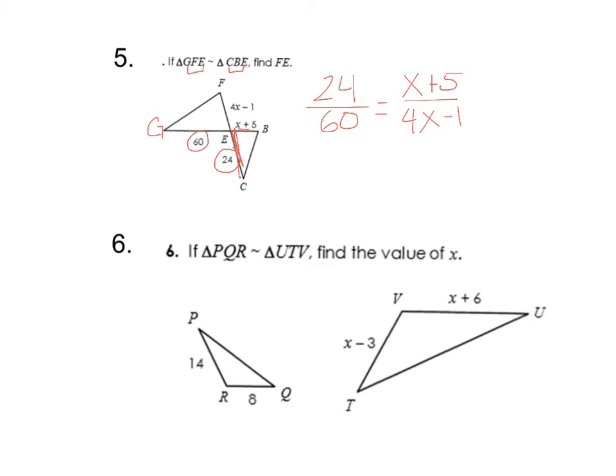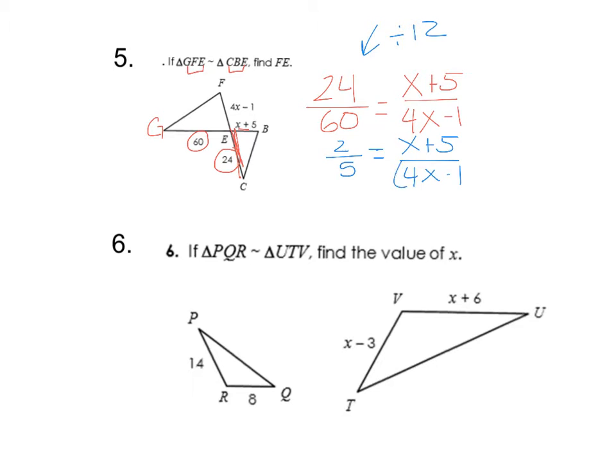Now remember, if you want, you can simplify that left fraction, right? We can take that fraction, we can divide by 4. Actually, you can divide by 12 to make it really easy. Let's do that. So if I divide by 12, 24 divided by 12 is 2. 60 divided by 12 is 5. So do we have to do that? No. It's just nice because it makes our numbers a lot smaller when we cross multiply.